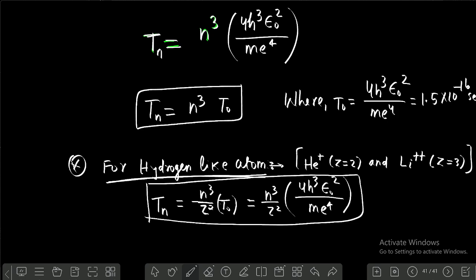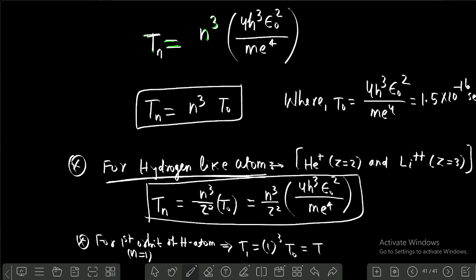So right here, for first orbit of hydrogen atom, your T1 is coming 1 to the power 3. First orbit means n equal to 1, into T naught. So it will come only T naught. T naught value and formula already given. So value will be 1.5 into 10 to the power minus 16 second. Okay. T naught is nothing but 2 pi R naught by V naught also, or a naught by V naught. That also you can tell.